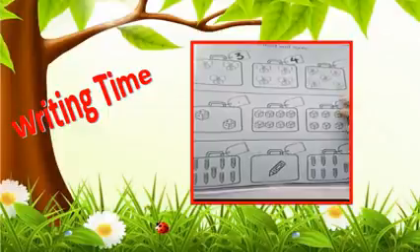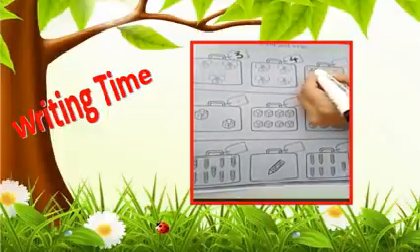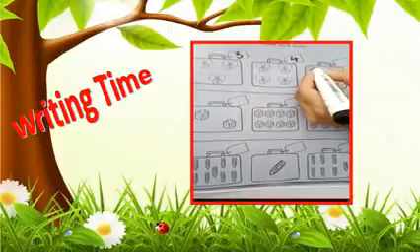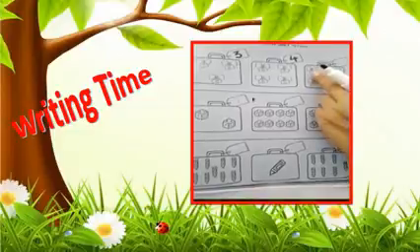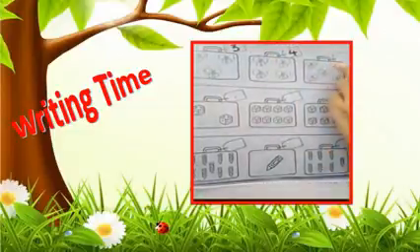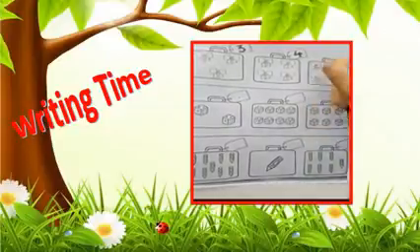There are many ways to count the objects. You can place the tip of your pencil on the object and count. Now let's count these. 1, 2, 3, 4, 5.